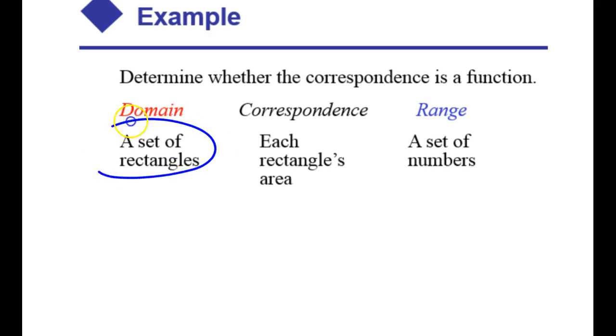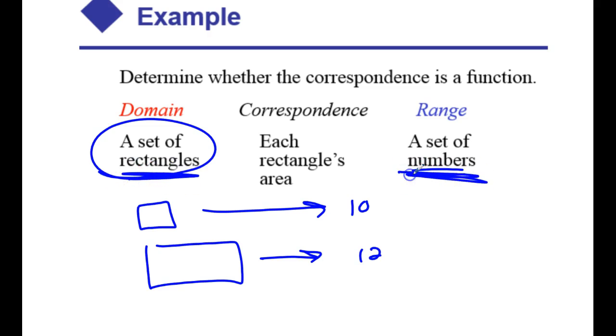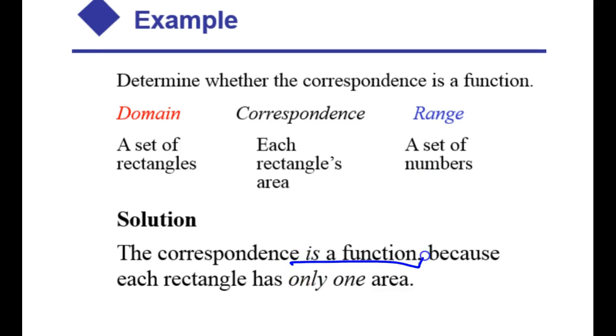So looking at a set of rectangles. So I've got a bunch of rectangles here, and they each have their own little areas. And those areas are some kind of set of numbers. So maybe the area here is 10, and maybe the area here is 12, because it's a little bit bigger. So for every rectangle, is there only one unique set of numbers? In other words, could this rectangle also have an area of 10 and 12 at the same time? And of course that's impossible. For every x there's only one y, so I would say yep, that is a function.